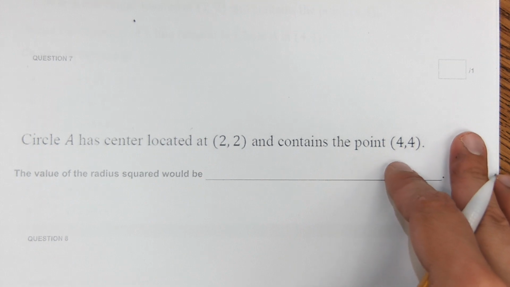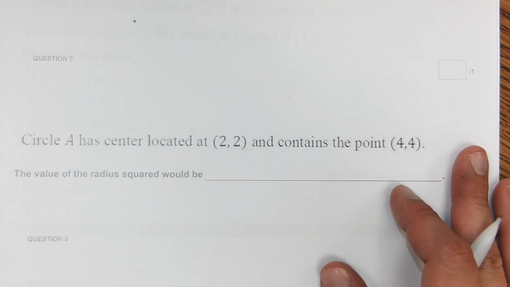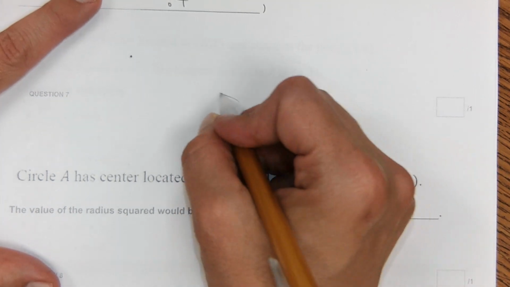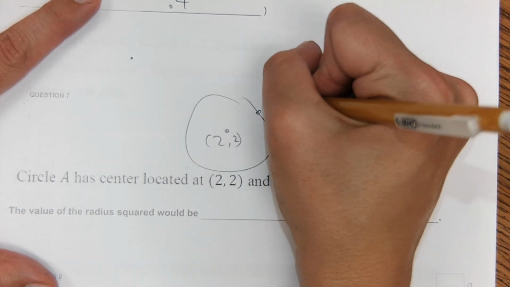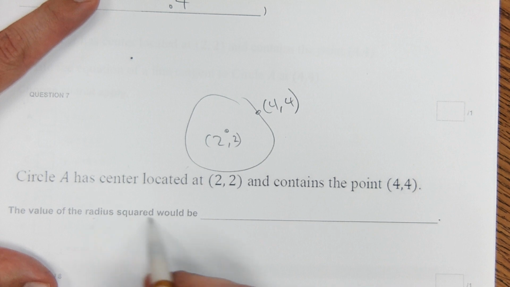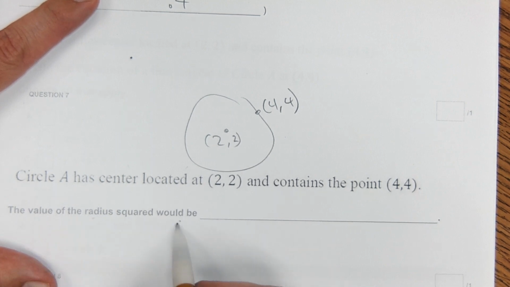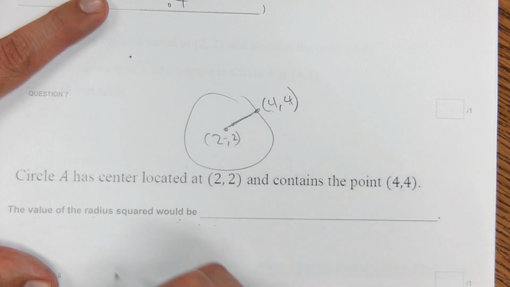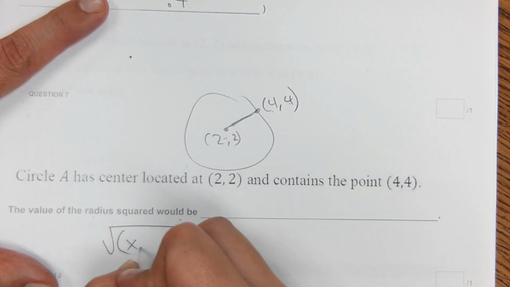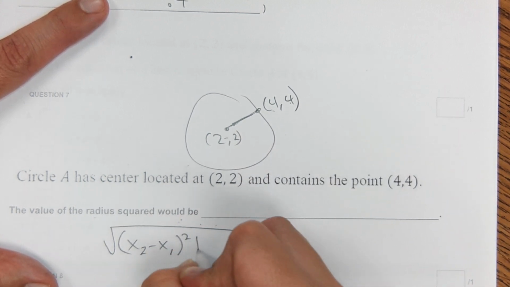Okay, next one. It says circle A has center located at 2, 2 and contains 4, 4. Find the value of the radius squared. The radius would actually be the distance between those 2 points, so we need to use the distance formula. This is on your reference sheet.